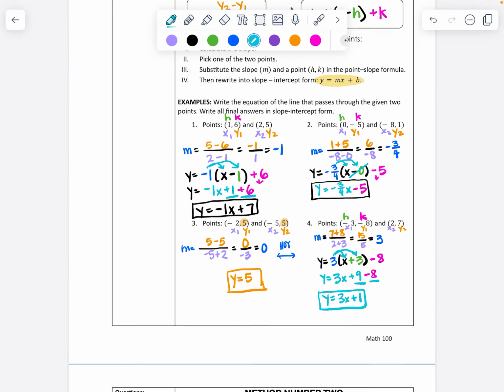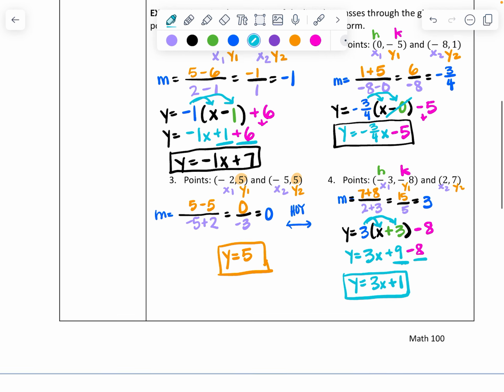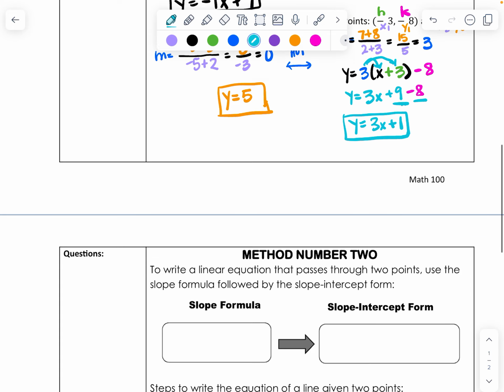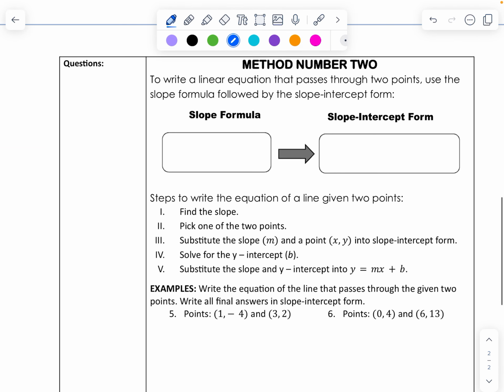So that was the first method, using the point slope formula. You can also just substitute it into y equals mx plus b. So let's try that method. We still use the slope formula. But then we'll plug it into y equals mx plus b.